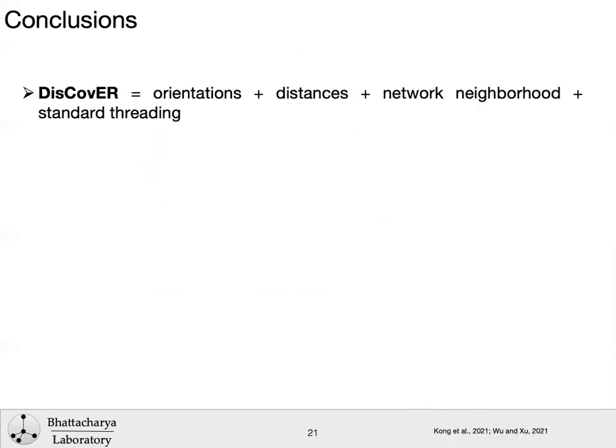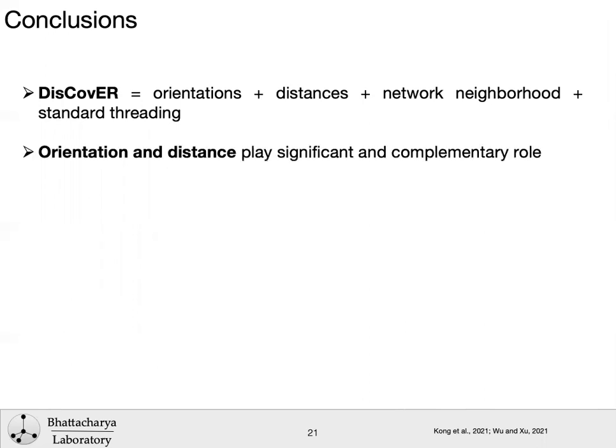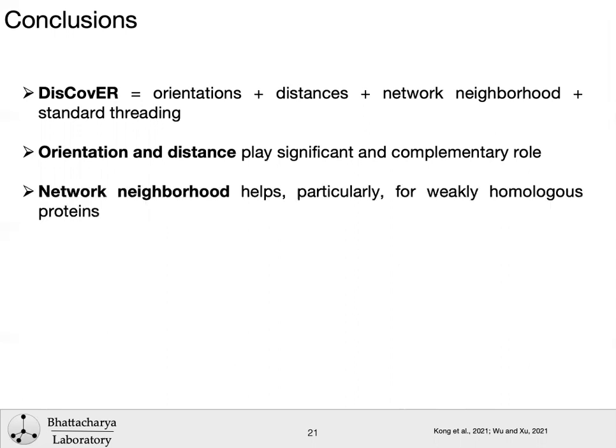With this, I'd like to conclude this talk with some observations. DisCovER is a new protein threading method that effectively integrates the covariational signal encoded in inter-residue distance and orientation along with network neighborhood, where our novel contributions are incorporating orientation information and considering network neighborhood. The controlled ablation study reveals that distance and orientation information contribute significantly to the superior performance of DisCovER, which is complemented by the neighborhood effect, particularly for weakly homologous proteins.